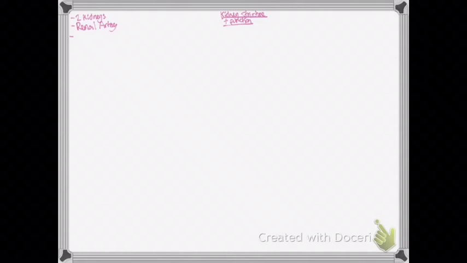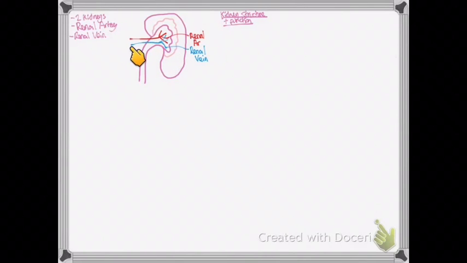So there are two kidneys, and both these kidneys will have a renal artery, a renal vein, and this structure. So this is one kidney drawn out here. We've got a renal artery, which is the red one, and a renal vein, which is our blue one. So the renal artery obviously brings in oxygenated blood, and the renal vein takes out not deoxygenated blood, but filtered blood from our kidney.